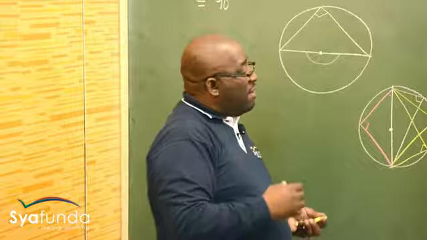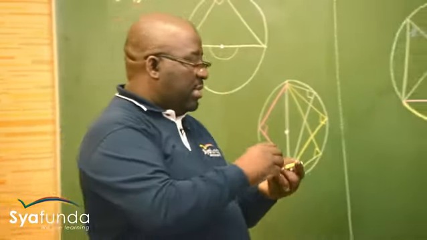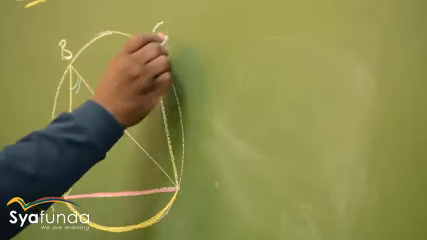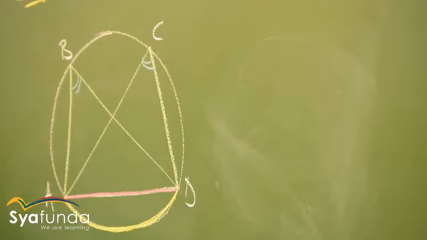That's theorem number 5. If I want to prove that, let's say this is A, this is B, this is C, this is D. We want to prove that angle B is equal to angle C. As the theorem is saying, angles subtended by the same arc or chord in the same segment are equal. How would you go about proving this theorem?